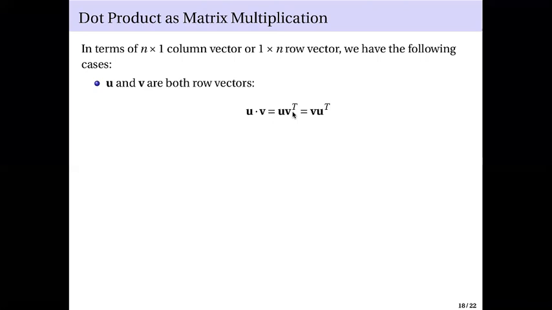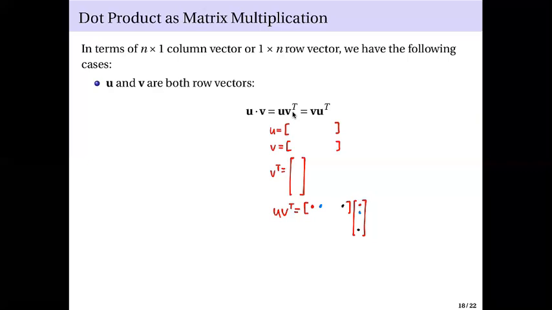So for u, it's a row vector. V also is a row vector. If we get v transpose, you will get a column vector. So u v transpose, you will have the row vector multiplied to a column vector, and you will see this is just a number. So the first entry multiplied to the first entry, plus the second multiplied to the second, until you have the last multiplied to the last.